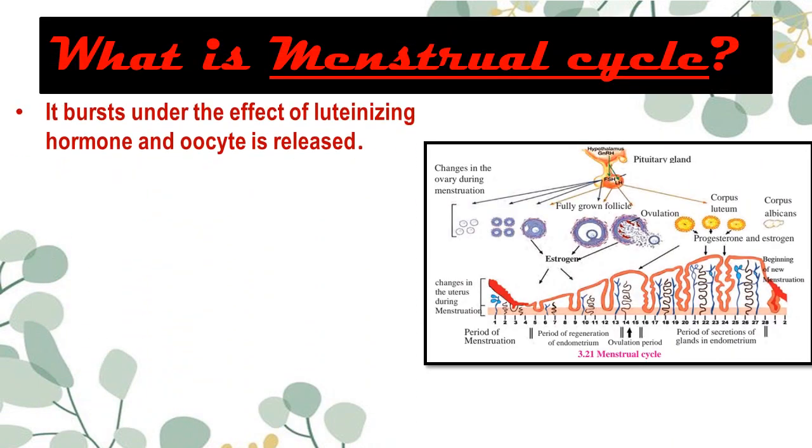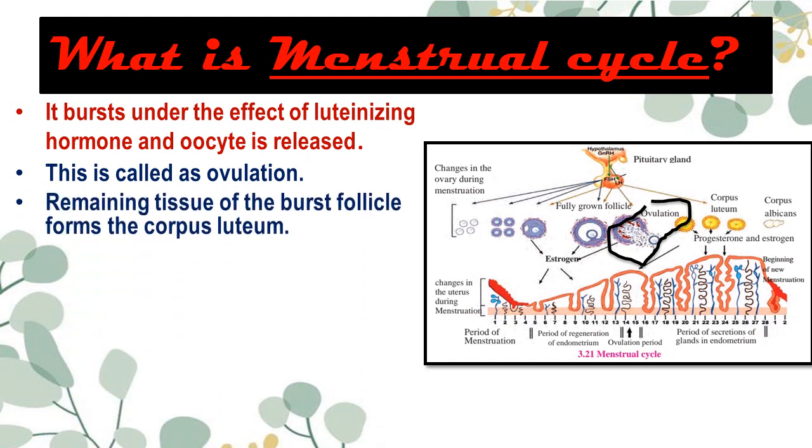Okay. Now it bursts. That means a follicle bursts under the effect of luteinizing hormone. Here the next hormone is luteinizing hormone, and the oocyte is released. So when the follicle is bursting, the oocyte is released under the effect of luteinizing hormone. Here you can observe the ovulation period. When the follicle bursts and releases the oocyte or developing egg, this process is called ovulation. And the remaining tissues of the burst follicle form a corpus luteum.